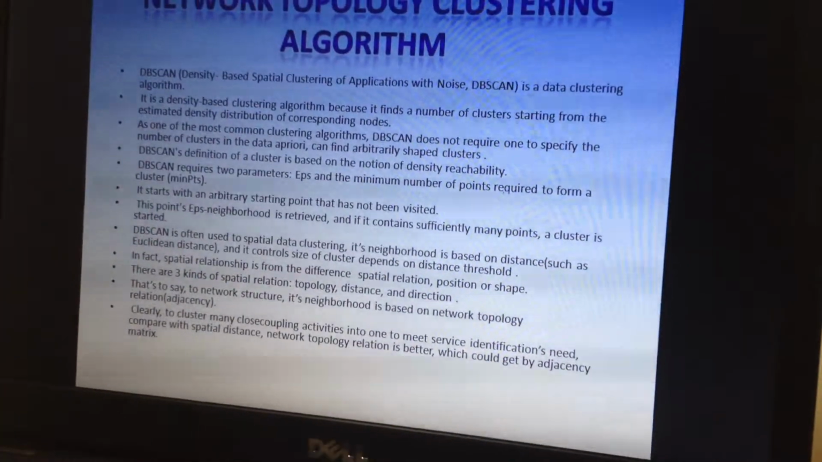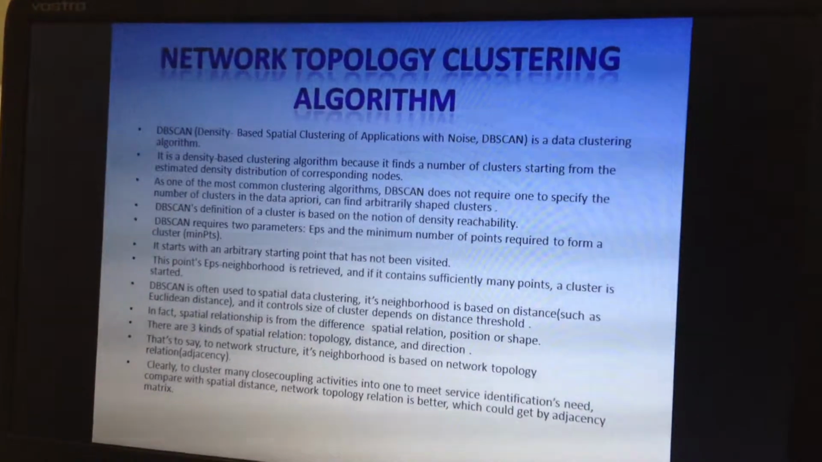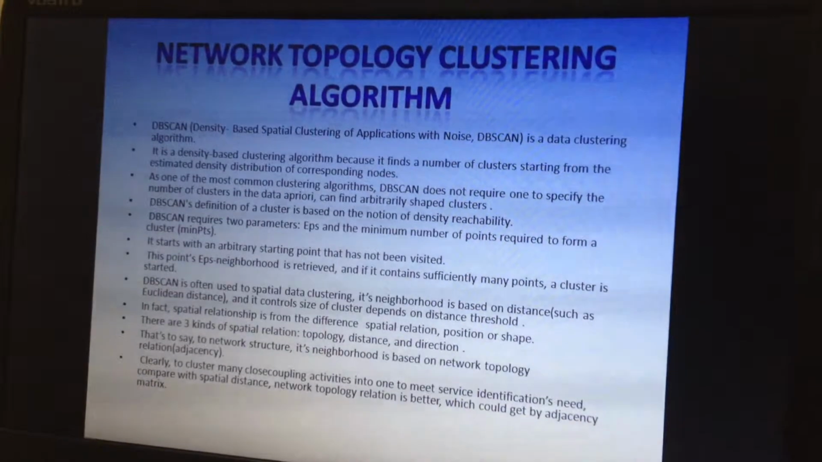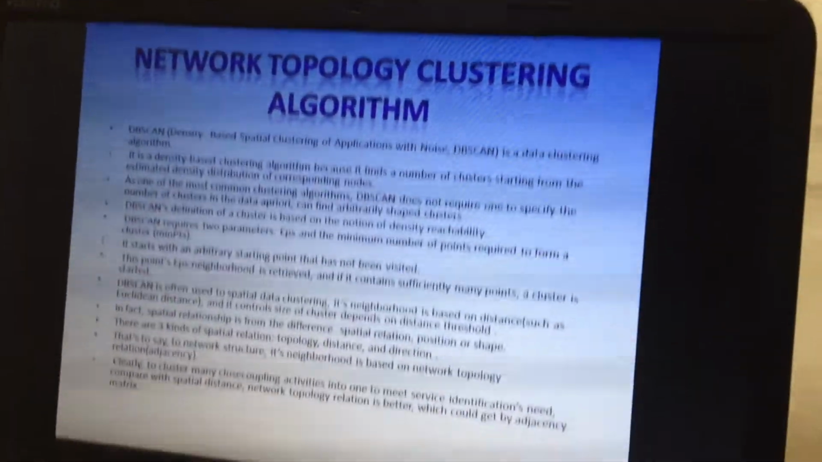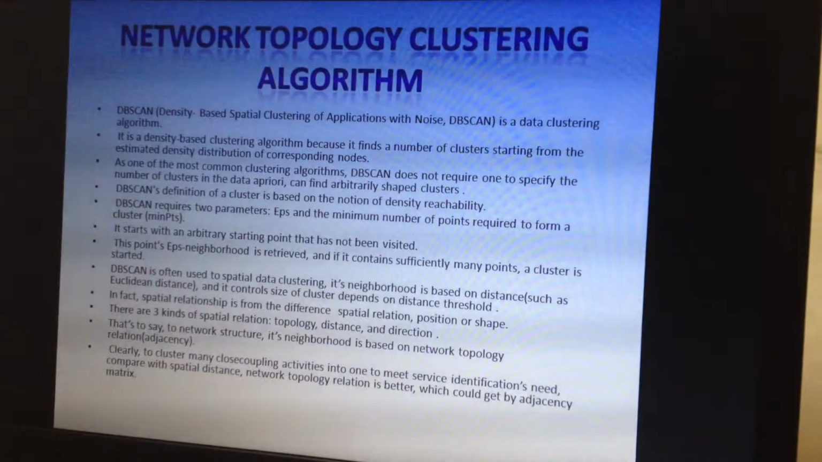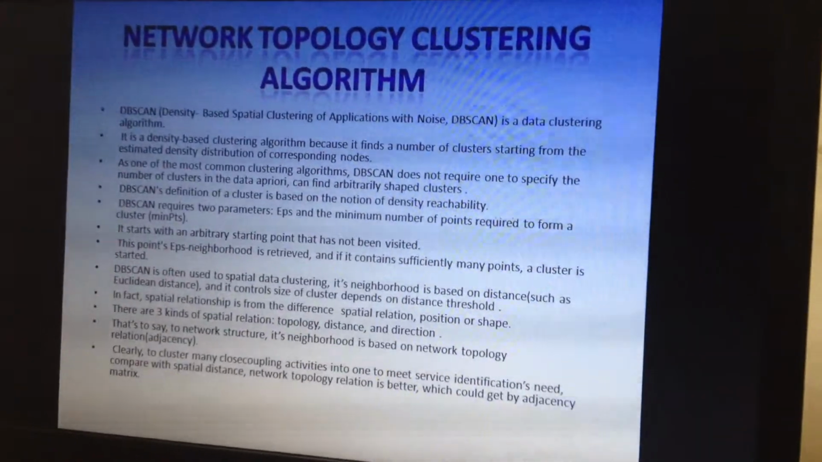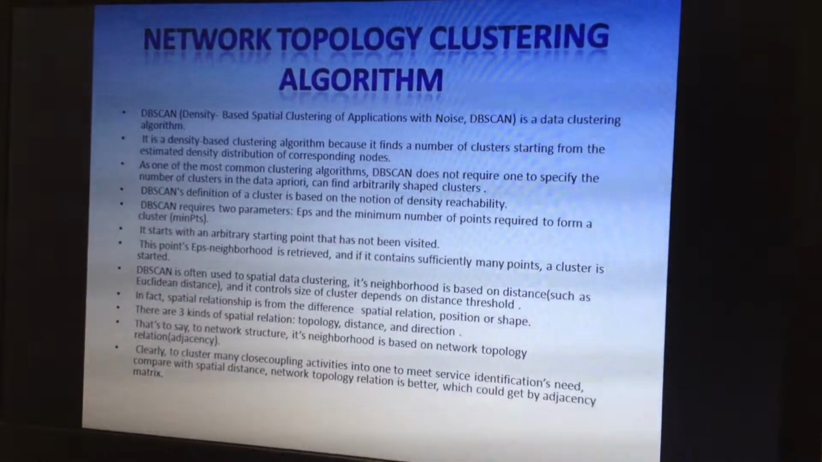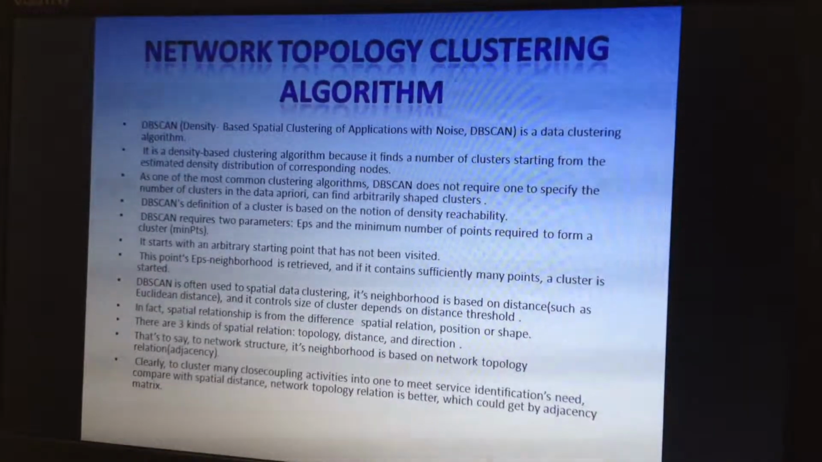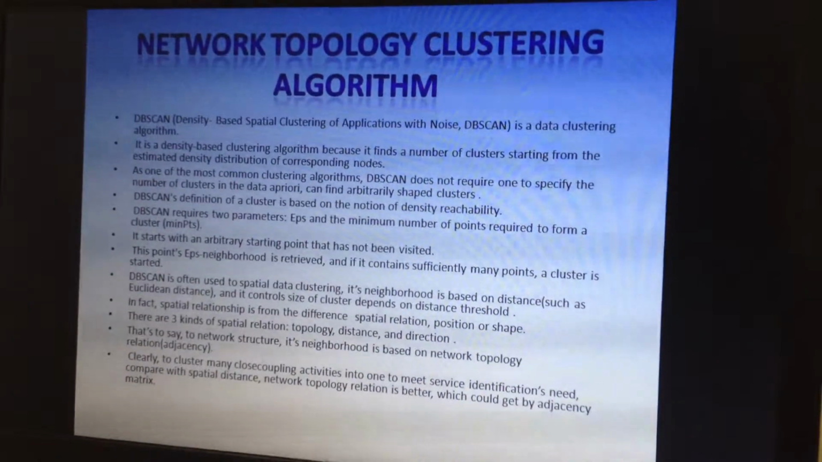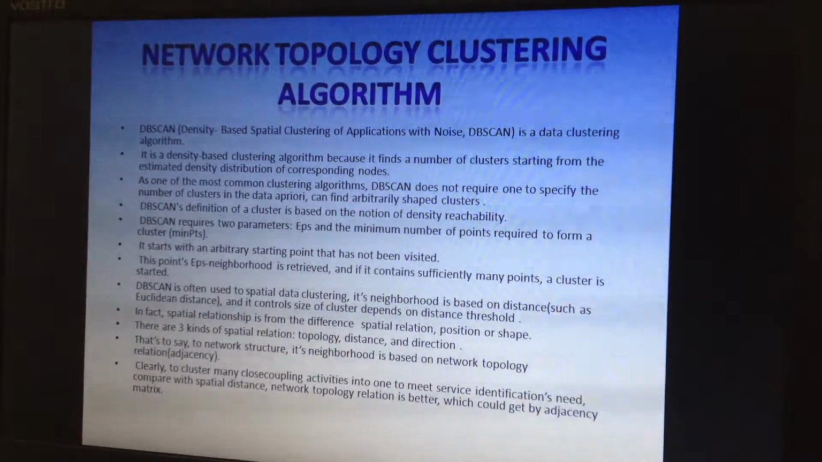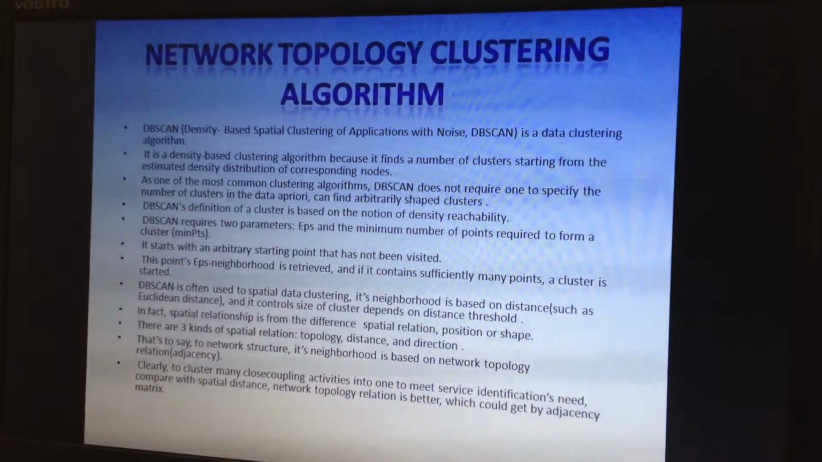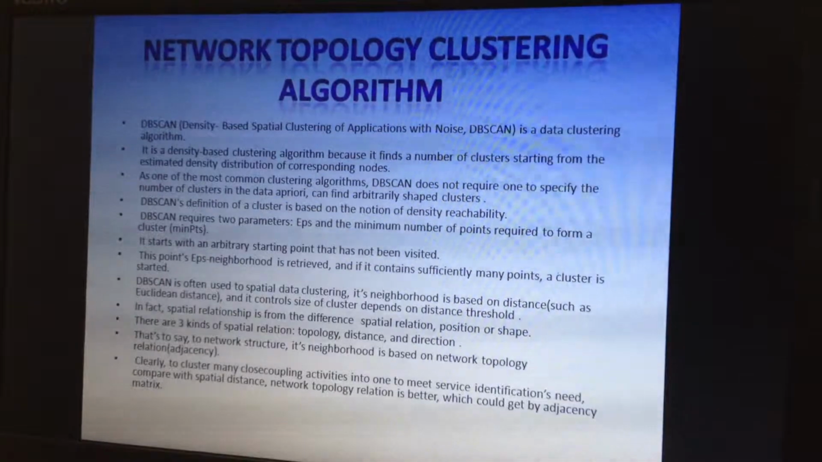DBScan is a data clustering algorithm. It is a density-based clustering algorithm because it finds a number of clusters starting from the estimated density distribution of corresponding nodes. As one of the most common clustering algorithms, DBScan does not require one to specify the number of clusters in the data a priori, and can find arbitrarily shaped clusters. DBScan's definition of a cluster is based on the notion of density reachability. DBScan requires two parameters, epsilon and the minimum number of points required to form a cluster. It starts with an arbitrary starting point that has not been visited. This point's epsilon neighborhood is retrieved, and if it contains sufficiently many points, a cluster is started.